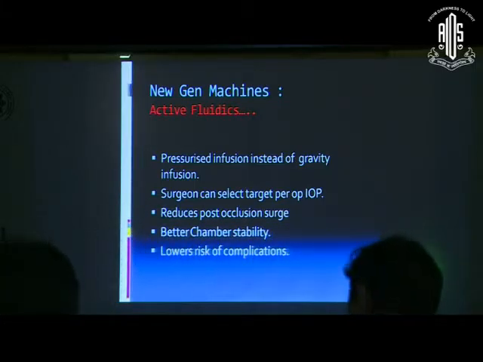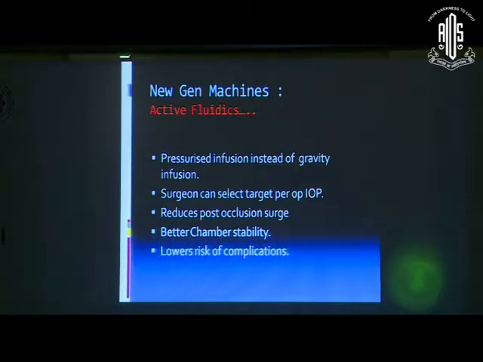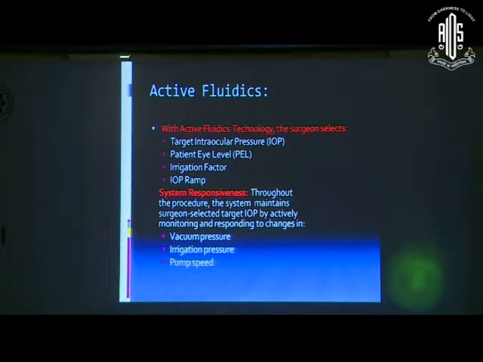Here you put your BSS pouch into a slot, and by 2 plates, it is compressed to create a pressure for the inflow. So the surgeon can select a target IOP. This reduces post-occlusion surge, gives better chamber stability, and lowers the risk of complications. Again, all these developments are for those 2-3 points that I had mentioned.